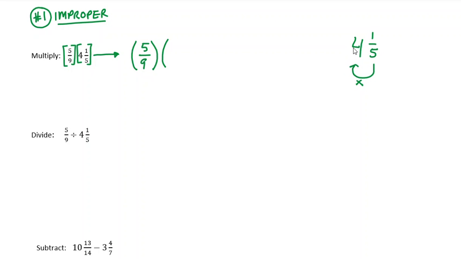4 times 5 is 20. Then addition, add that to the numerator. 4 times 5 is 20, plus 1 is 21. Keep the common denominator. Remember, I just took 4, and we said there's 20 fifths in 4, plus the 1/5 is 21 fifths.